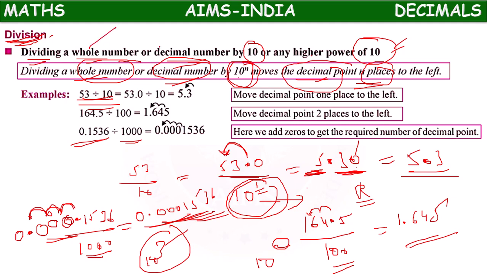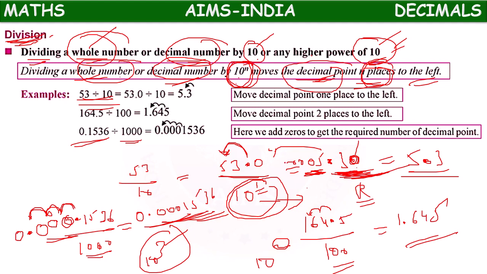So this is the rule to be followed while dividing a whole number or decimal number by 10 or powers of 10. Means if we divide by 10 power n, we have to move the decimal point n places towards the left. According to our convenience, we can keep zeros on the extreme right side of the decimal part or on the extreme left side of the whole number part. We can keep zeros as many as we want without changing the value. Because if we keep zeros, then only we would be able to shift the decimal point. Without taking these extra zeros, we cannot move the decimal point.